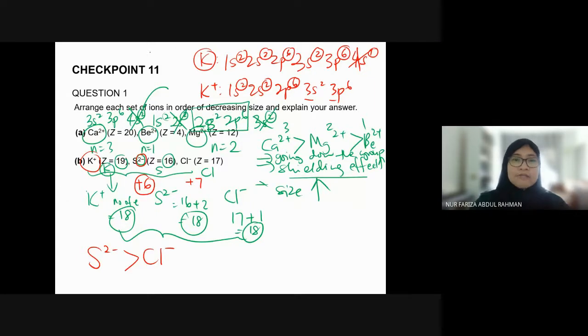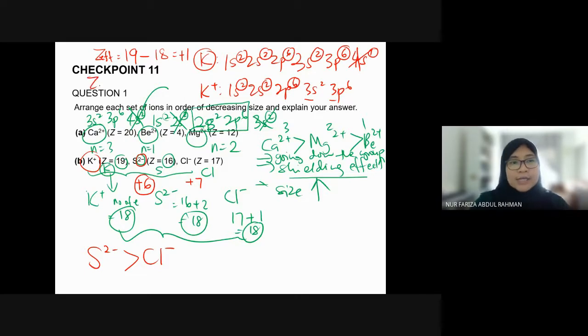Okay, cuba kita kira untuk potassium. Potassium, the Z effective would be 19 minus the core electron. Okay, 19 minus 18 jadi 1 lah. Okay, so the answer would be positive 1. Okay, kalau nak kira lah. Kalau tak, kita boleh tahu it's positive 1.